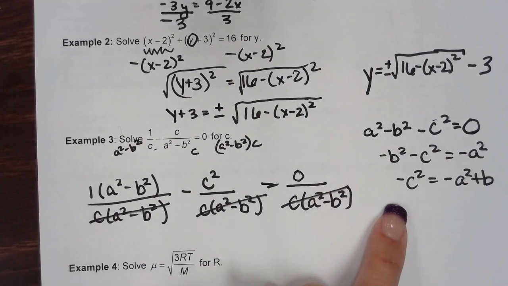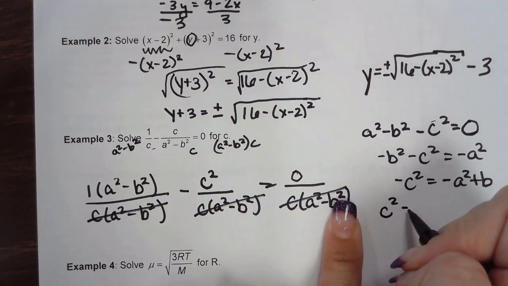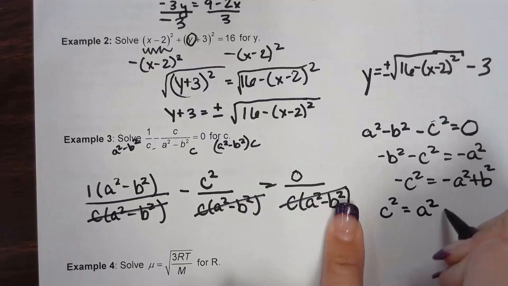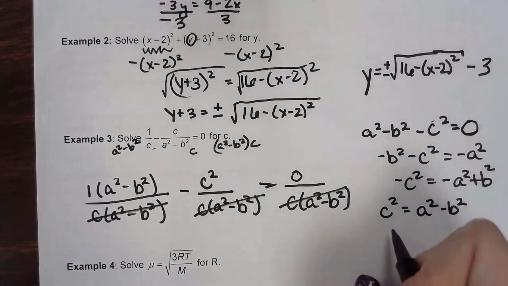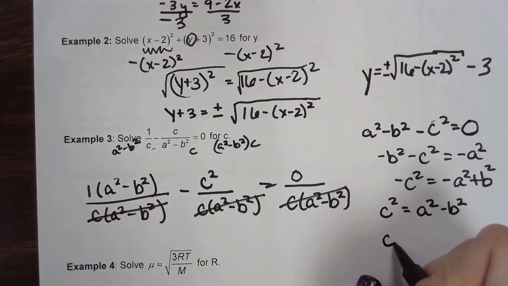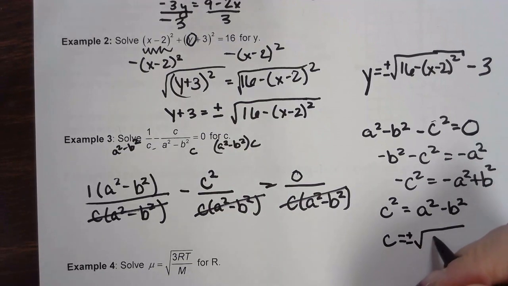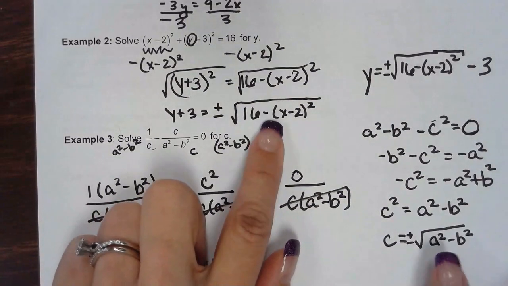Now we have to divide by a -1, so that changes all these signs. And how do we get rid of a square again? We take the square root. When we take the square root, it's plus or minus out front, a squared minus b squared. We are in the same thing we're having up here.